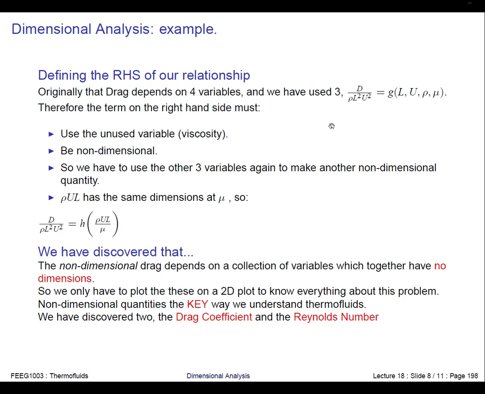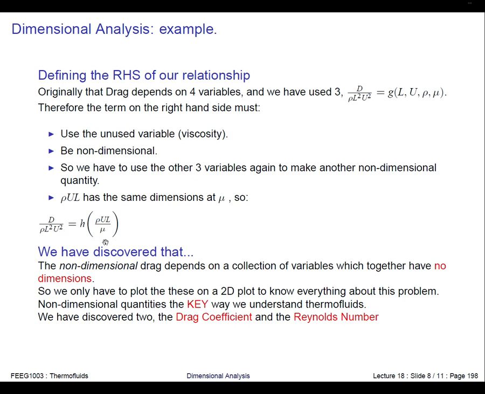Okay, it turns out if I have one density, one length and one velocity, this has the same dimensions as mu. So if I take this group of variables and divide by mu, or if I have mu and divide it by rho u l, I end up with a non-dimensional group.